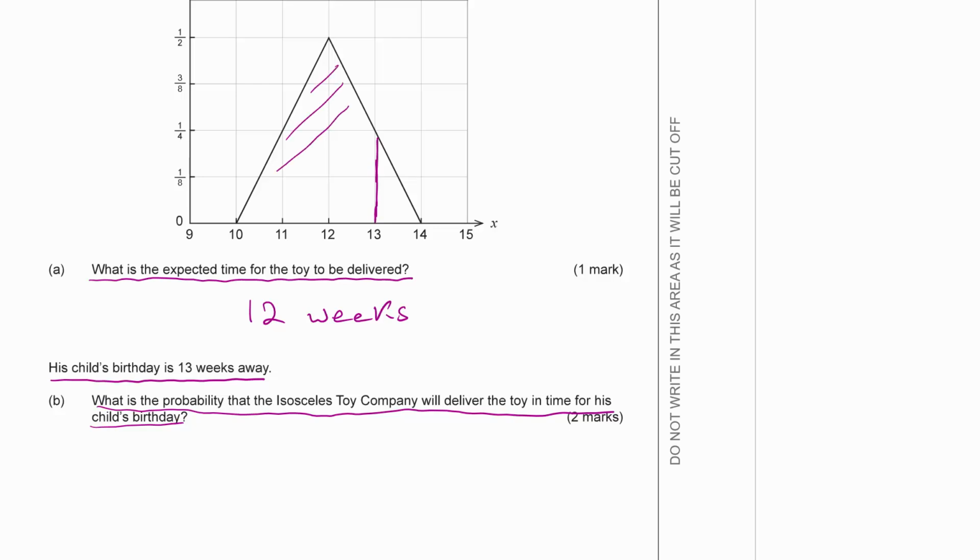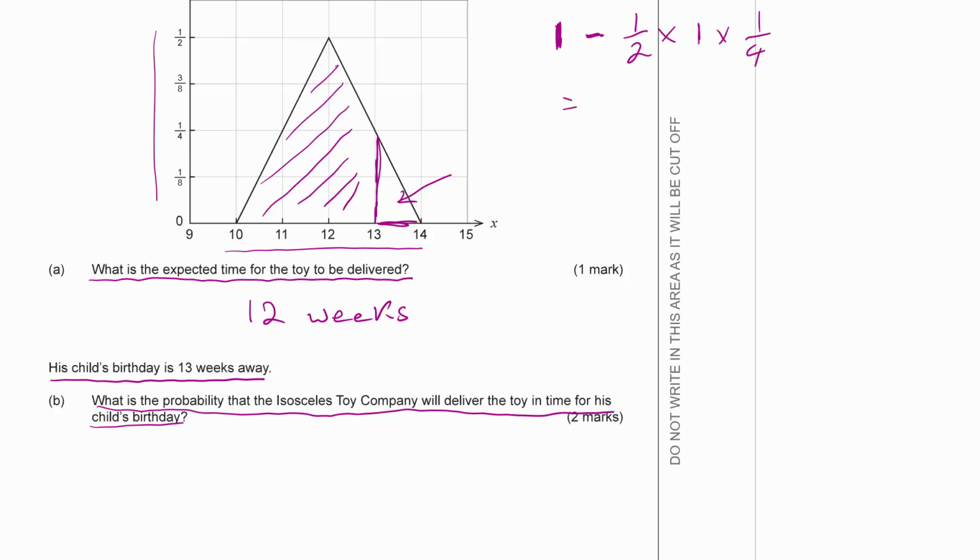So that's just going to be the area of this part. Now the area for the whole triangle must be 1. You can work that out anyway because the base here is 4 and the height is a half. But it should be 1 because it's a probability distribution. And then we want to take away this triangle. So that is going to be a half times the base, which we can see is 1, times the height, which we can see is a quarter. So that's going to be 1 take away 1/8, giving us 7/8. So it's 7/8, and the working obviously is up here.